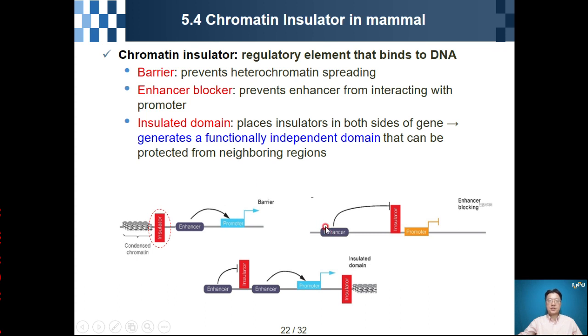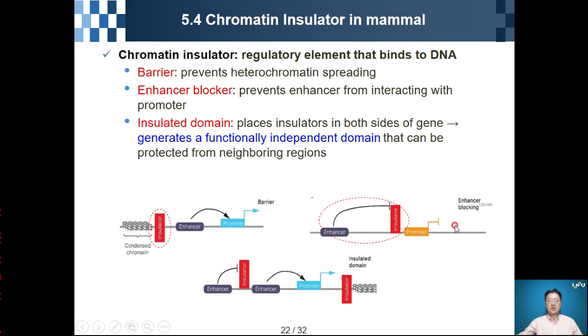The next function is the enhancer blocker. This is the enhancer and this is the promoter. Between the enhancer and promoter, the insulator is bound here. In this case, it prevents the enhancer from interacting with the promoter. So in this case, there will be no transcription.